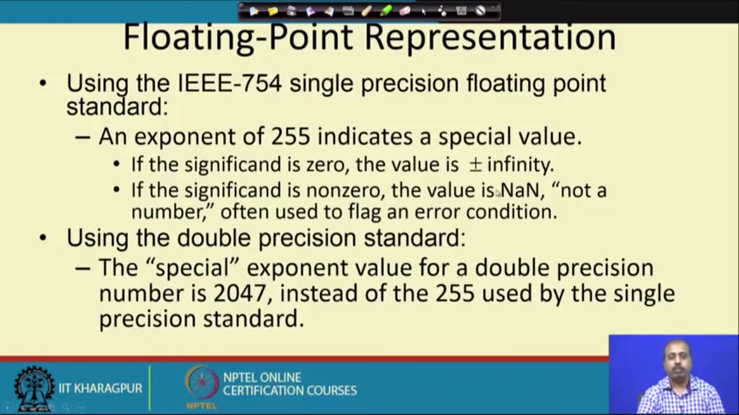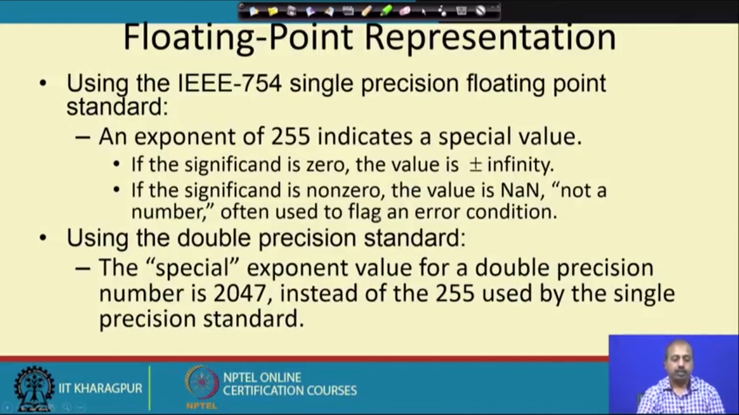Many a time you might have seen, while writing programs using floating point numbers, that it prints the message "not a number", NaN, like that. That actually comes from here. If the number that you are getting is of this format, that the exponent part is 255 and the significand part is non-zero, then it will tell you that it is not a number. And if the significand part is 0, then it is plus infinity or minus infinity depending upon the sign.